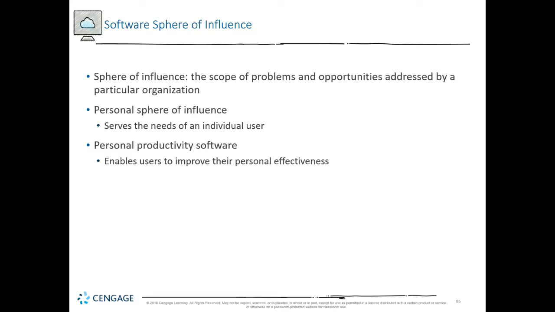Software sphere of influence. The sphere of influence is the scope of the problems and the opportunities addressed by the particular organization. Personal sphere of influence serves the needs of the individual user. Personal productivity software enables users to improve their personal effectiveness.